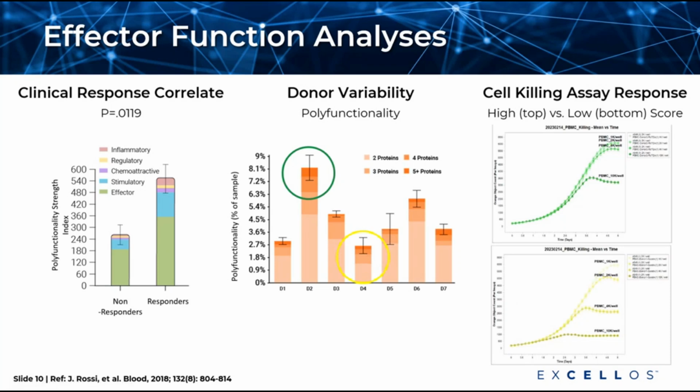Again, I know it's small here, but on the y-axis, an increase is a higher level of cell killing. These are different effector to target ratios, and we really get much better response in this high-scoring donor when characterizing the PBMC. We start to see a drop-off at lower effector to target ratios for a low-performing donor in this effector function analysis.